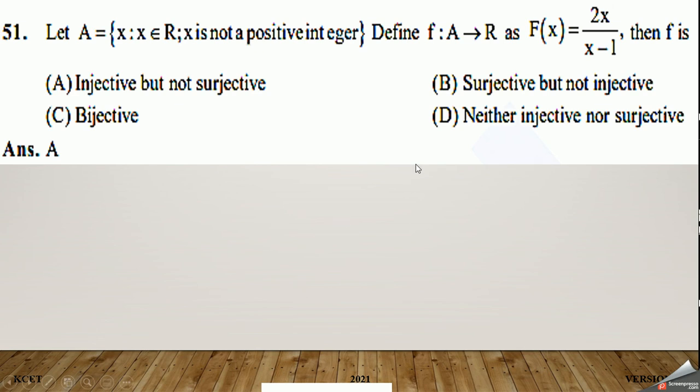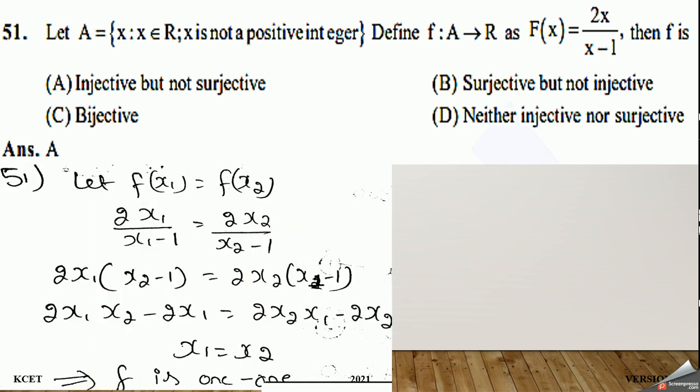Here is the next question. F of x is 2x by x minus 1, then f is injective, bijective, surjective. Injective, it is 1 1. You are going to prove that f of x1 is equal to f of x2, then x1 is equal to x2. Substitute the value of f of x1 and f of x2, which is already given, or you can take any example and check for this. When I simplify this, obviously I'm going to get x1 is equal to x2, so it is injective.